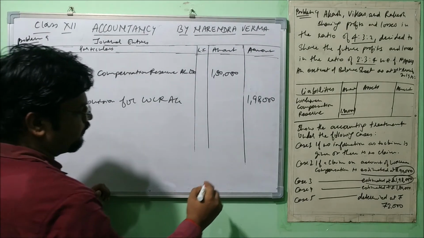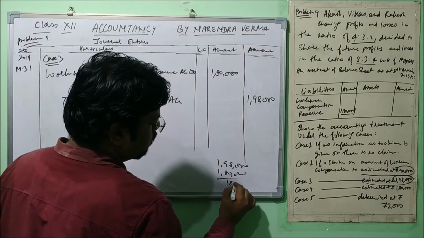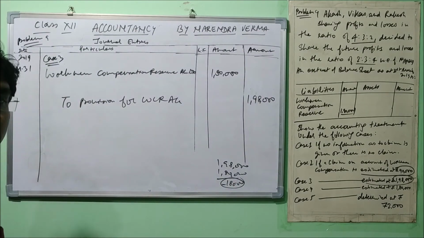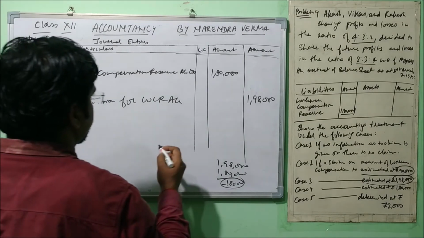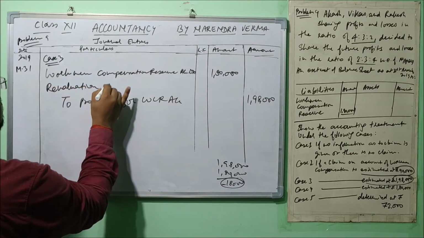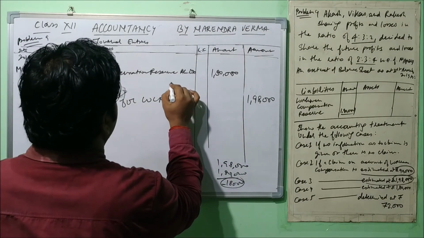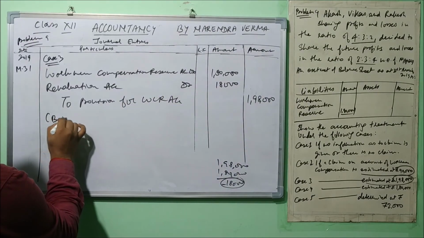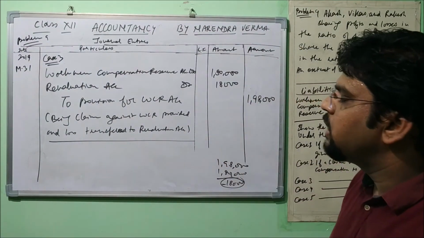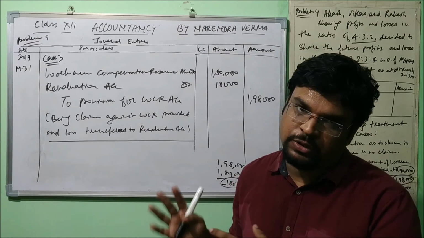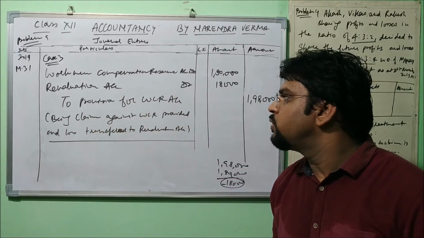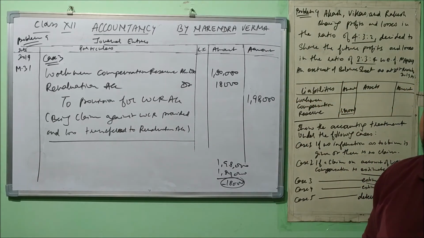Okay, but we see that it is going excess by 10,000, so how will these 10,000 be arranged? It will be a kind of loss for the firm. So for the time being, it will be put under revaluation account, and the entry will be completed here. Workmen Compensation Reserve account debit 1,80,000 because we have the entire reserve with this value only. Revaluation account debit 10,000, the excess, to provision for WCR account. Alright, now we'll pass the second entry.